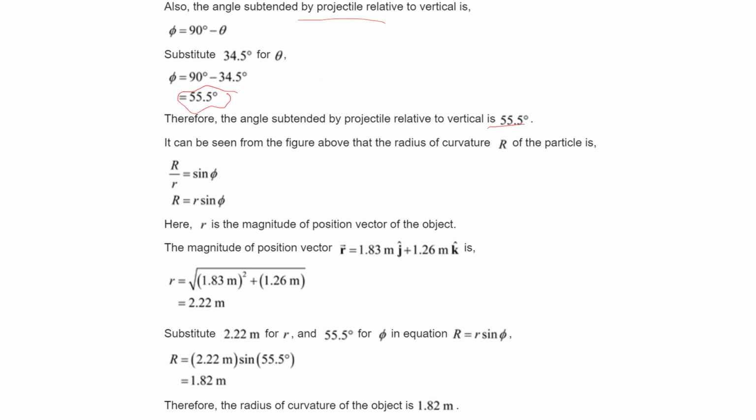So it can be seen from the above figure that the radius of curvature of the particle can be found by this formula, using the figure, and R is equal to r sine theta. Here r is the magnitude of the position vector of the object. We can simply find the magnitude by squaring it, there is a square here. So by using it, we get 22.22 meters per second. After putting that value into the previous equation, we get 1.82 meters. Therefore, the radius of curvature of the object is 1.82 meters.